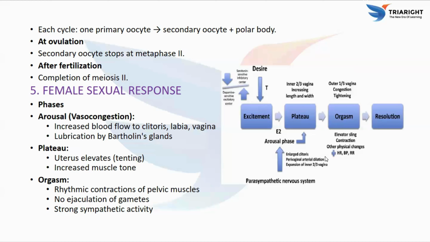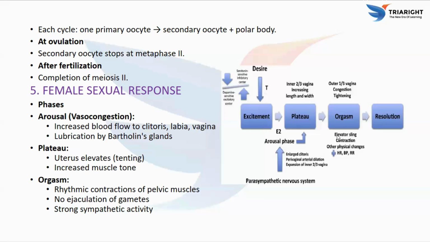So next to excitement, there is the arousal phase or plateau phase. This is a continuation of arousal, but with more intense changes. So what happens in this phase? The uterus elevates, which is called tenting, to create space for sperm. The muscle tone throughout the body increases. The outer one-third of the vagina becomes tighter, and the inner two-thirds of the vagina expands in both length and width. Breathing rate and heart rate rise. This phase prepares the body for orgasm.